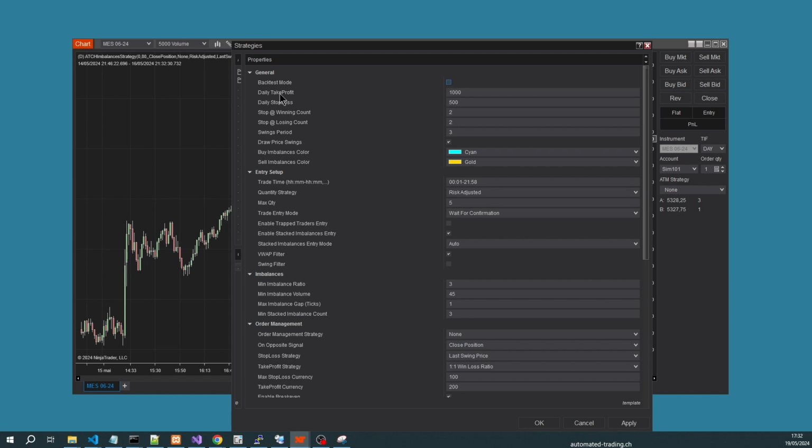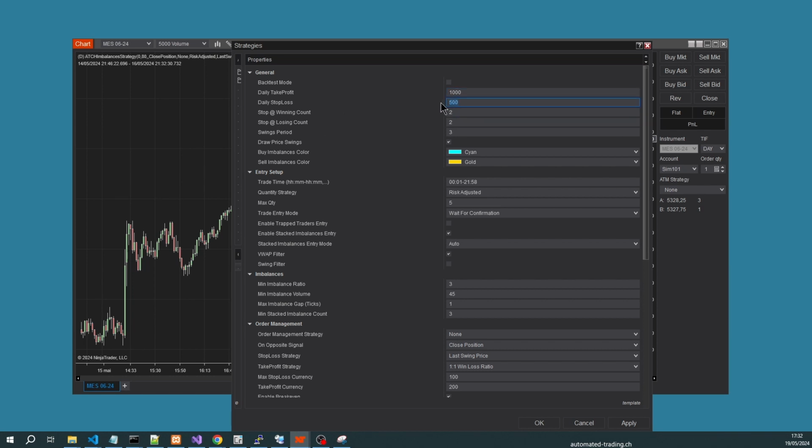The next one is daily take profit. This is the amount in dollars that the strategy will wait to reach before stopping the trading for the day. The same thing for the stop loss.